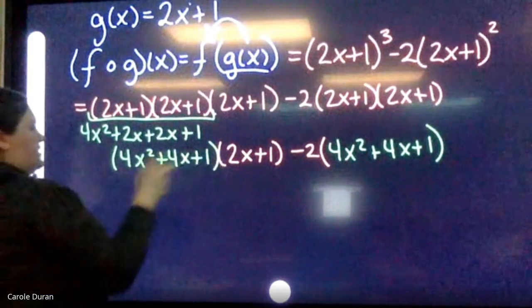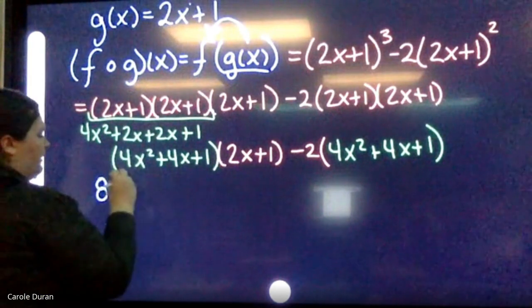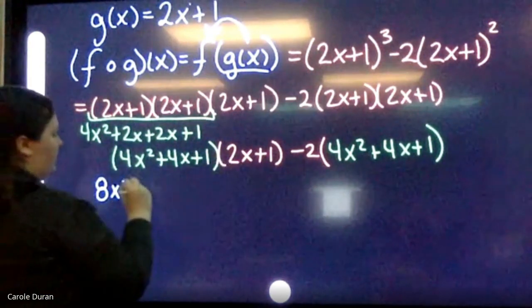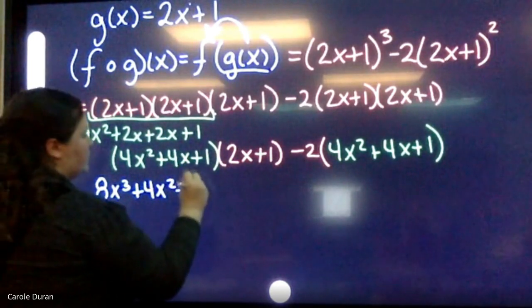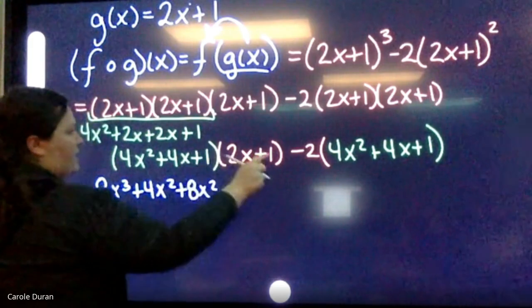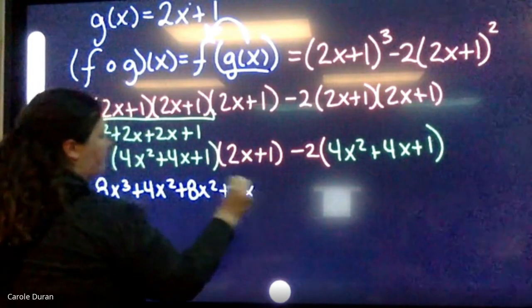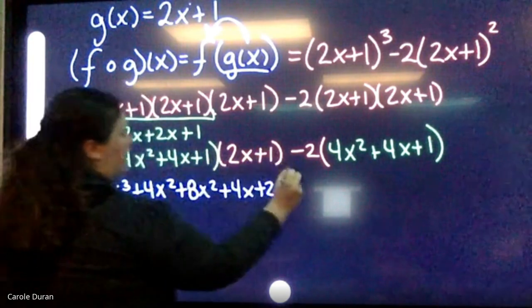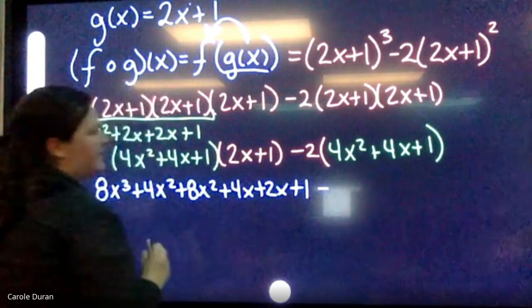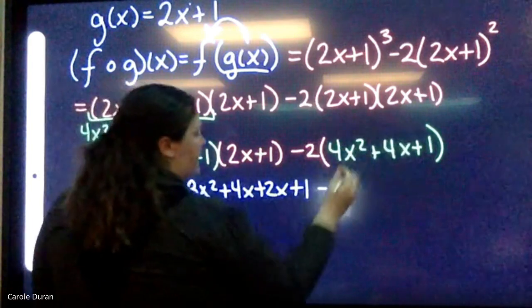So 4x squared times 2x is 8x cubed. 4x squared times 1 is 4x squared. 4x times 2x is 8x squared. 4x times 1 is 4x. 1 times 2x is 2x. 1 times 1 is 1. Minus, and then we can distribute this 2 into everything over here.